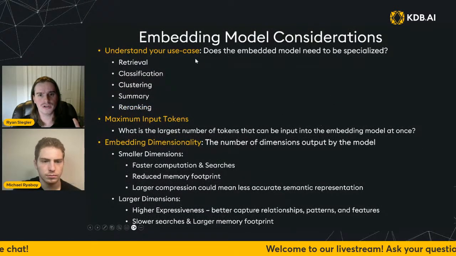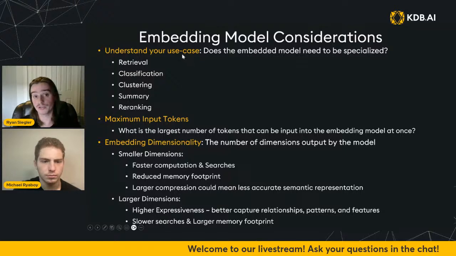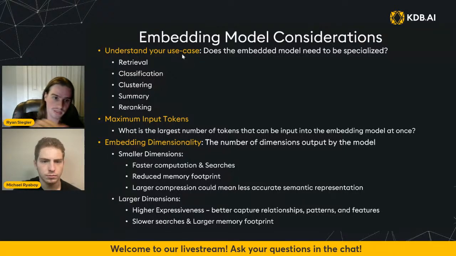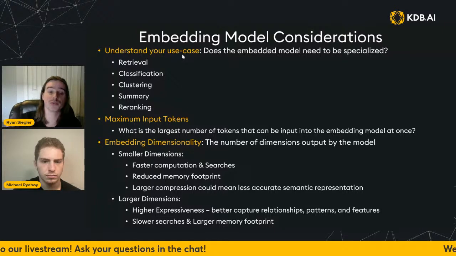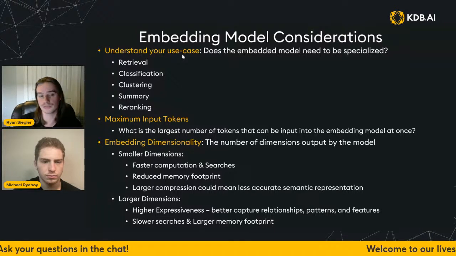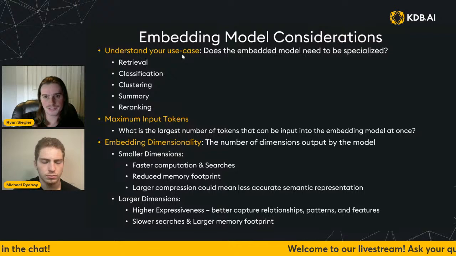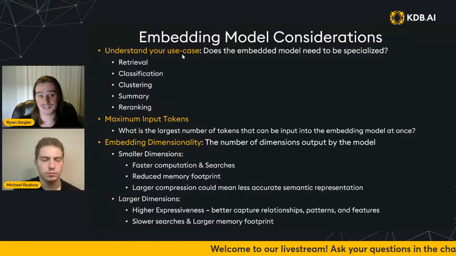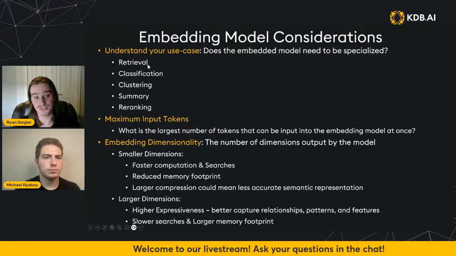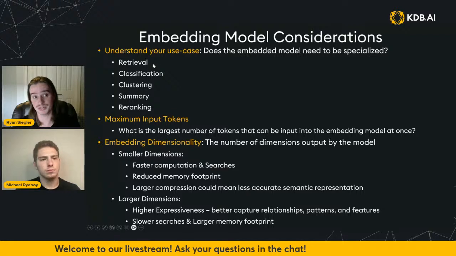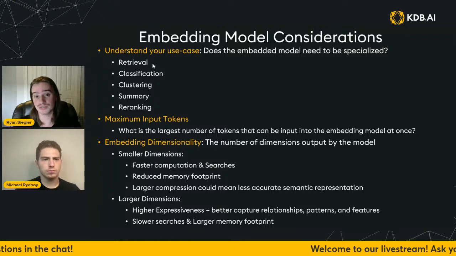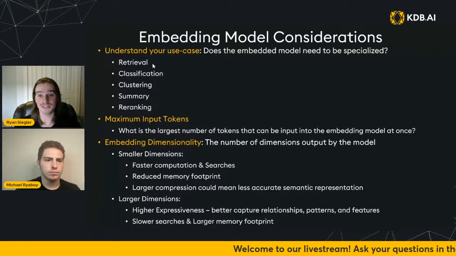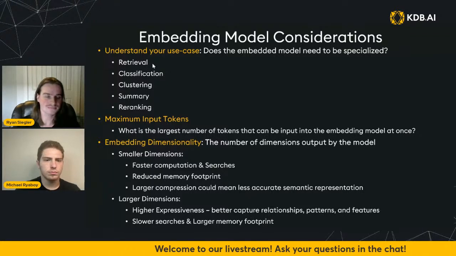And when we are looking at that leaderboard, there are some interesting columns we can pay attention to that will tell us more about what might be the best embedding model for our use case. The first thing, of course, you need to do is understand your use case. Like I said, if you're interested in retrieval, you could go to that leaderboard, sort by retrieval, and find the best embedding model for retrieval. So does your embedding model need to have a specialization for your use case? That's the question you need to ask upfront.